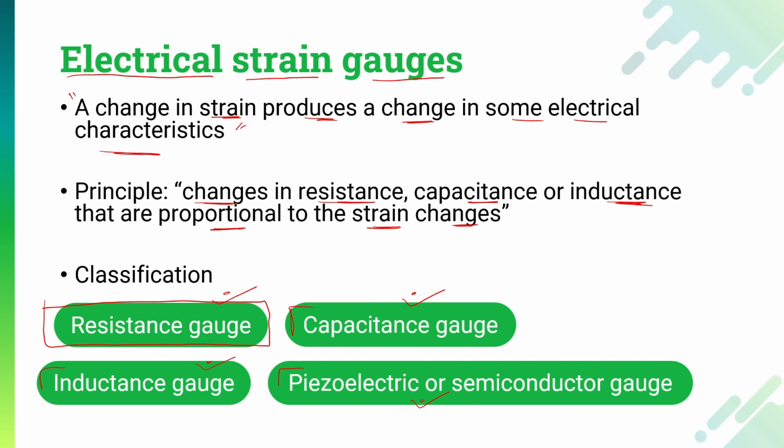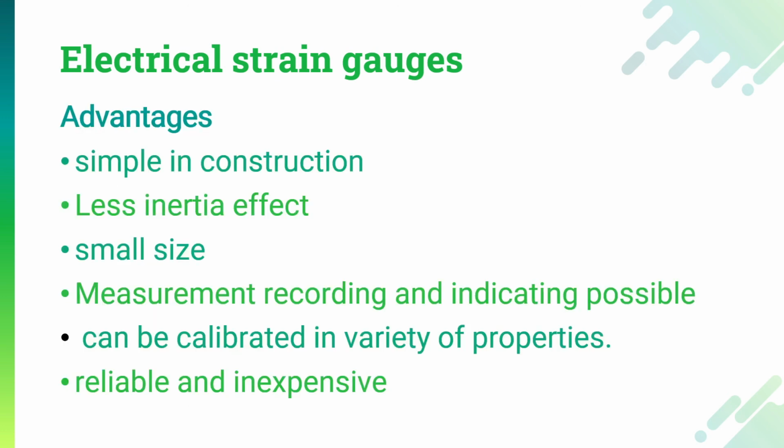Let us check out the advantages of the electrical strain gauges, and why these strain gauges are most popularly and commonly used. So these are the advantages. Very first, it is very simple in construction. It has very little inertia impact, so they are very sensitive to changes. Thirdly, they are very small in size, and that's why they can be installed in any place. Even if the place is not easily accessible, as they are very small, they can be used over there also.